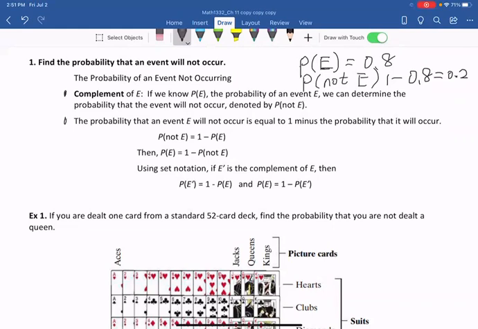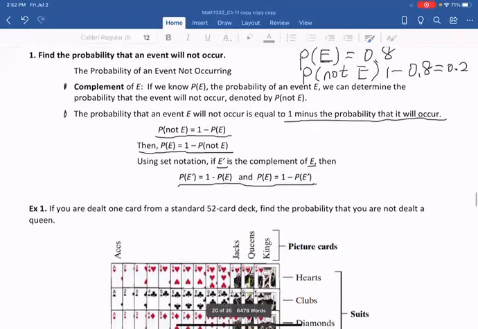Okay, let's move on. The probability that an event E will not occur is equal to 1 minus the probability that it will occur. So P of not E equals 1 minus P of E. Then P of E equals 1 minus P of not E. Using set notation, if E prime is the complement of E, then P of E prime equals 1 minus P of E, and P of E equals 1 minus P of E prime.